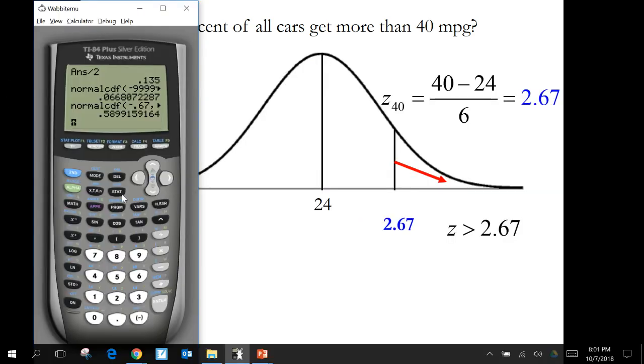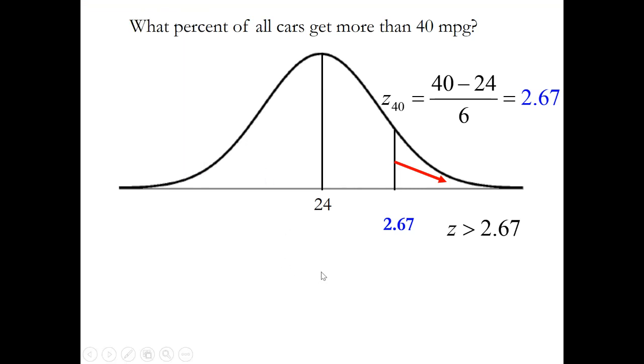So if I go second vars, normal CDF, the first time we had a lower of negative 9999999 because we wanted to go far enough below the mean. Well, this time our lower is 2.67. Now we want all the standard deviations above, just plenty of them. So again, I just put in 5 or 6 9s. Mean is 0, standard deviation is 1. Paste this in. 0.0038. So 0.38% of cars, I expect, get more than 40 miles per gallon.